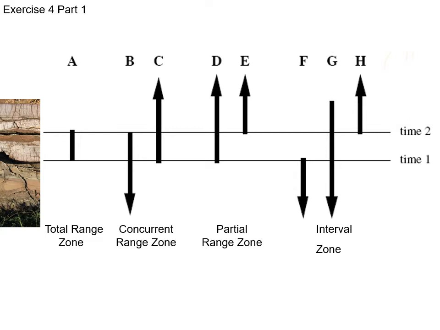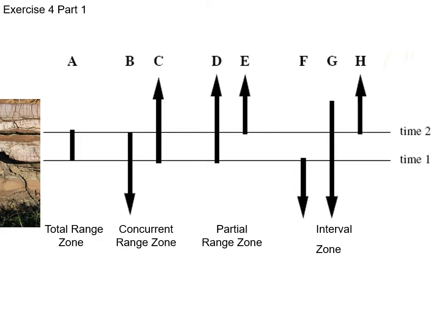A partial range zone, like we see with D and E, is when D starts out at time 1 and persists through time. E starts out at time 2 and persists through time. We can describe the partial range zone of the time in between D and E coexisting.